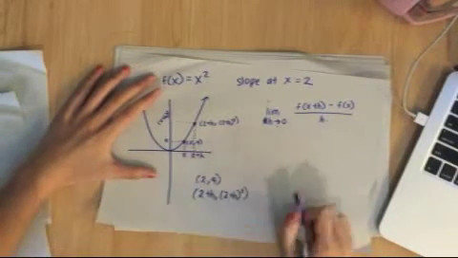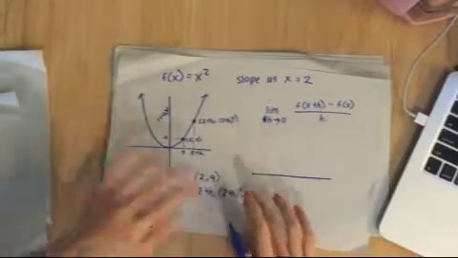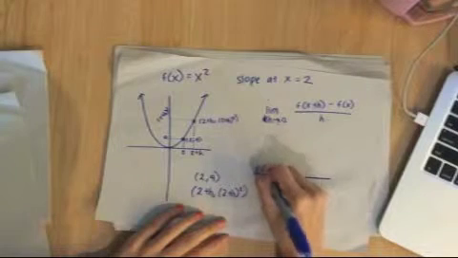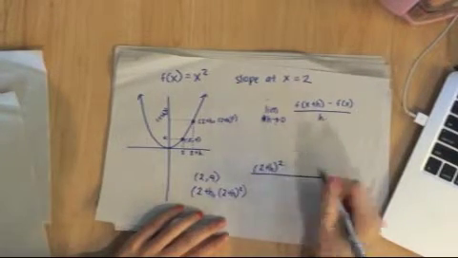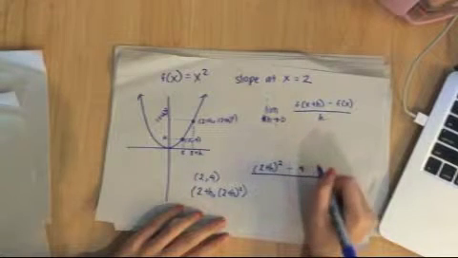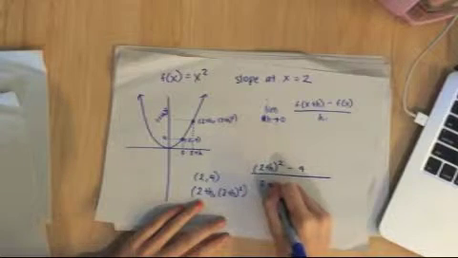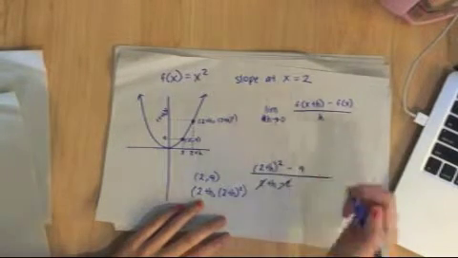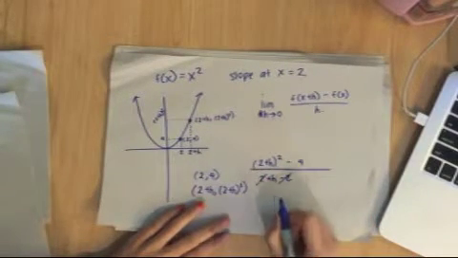And simply find the slope of this, so just change in y over change in x. We would get 2 plus h squared minus 4 all over 2 plus h minus 2. So this is what we get. Easy enough, right?